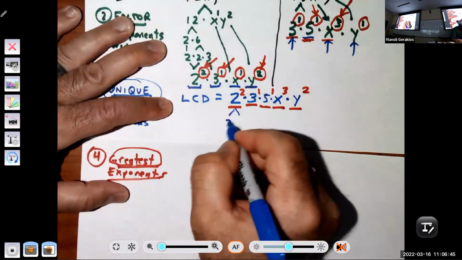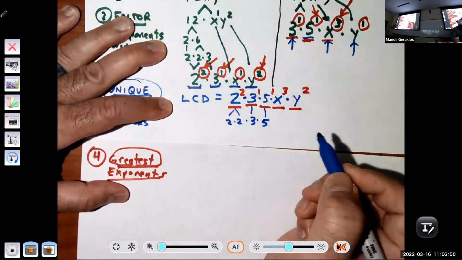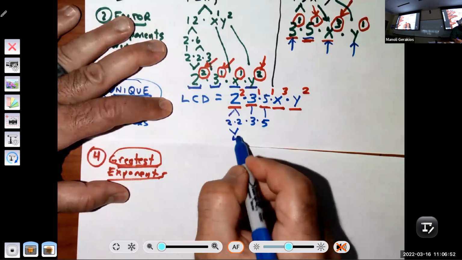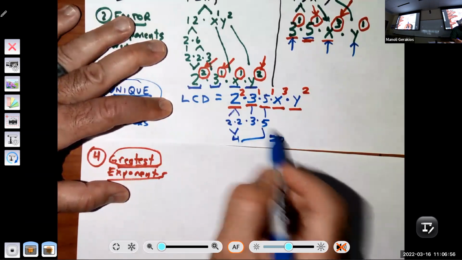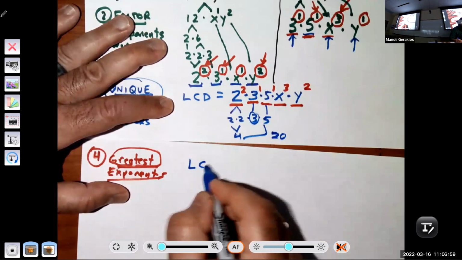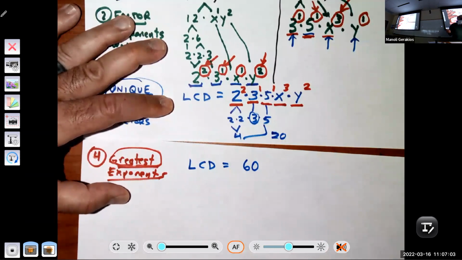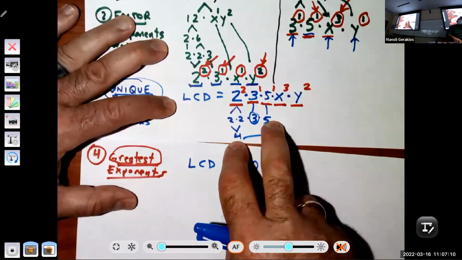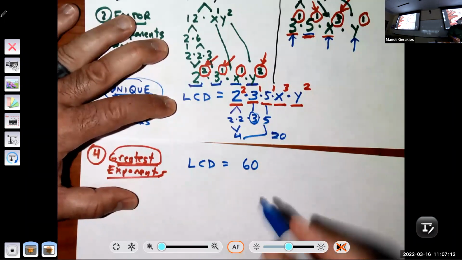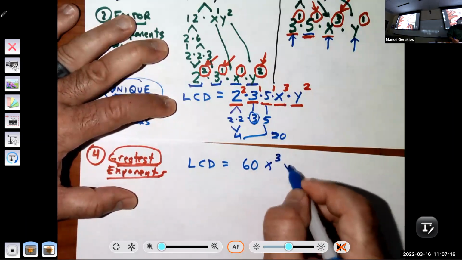So on 2's, I go 2 times 2, 3 to the first, 5 to the first, right? This is 4 times 5 is 20. 20 times 3 is 60. I just did a quick calculation. The commutative property is there to help you multiply easier, whatever's easier for you. Then times that by 3. So it's 60 x cubed y squared.